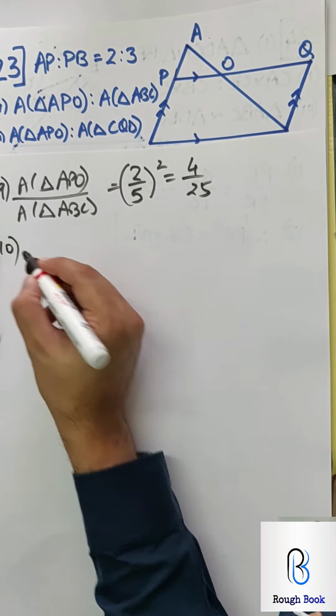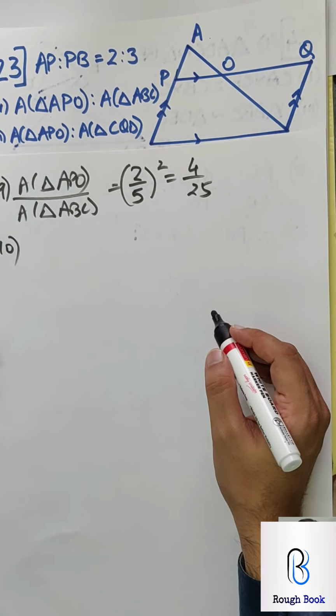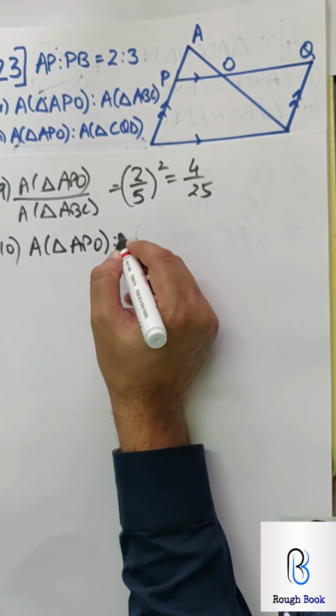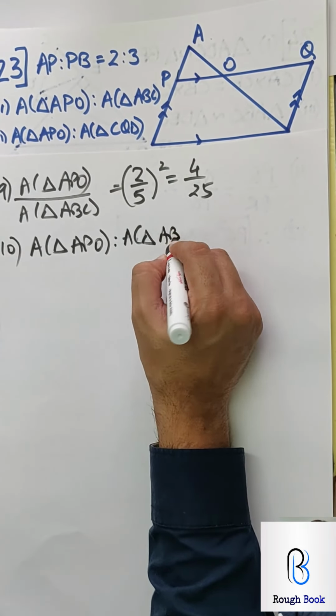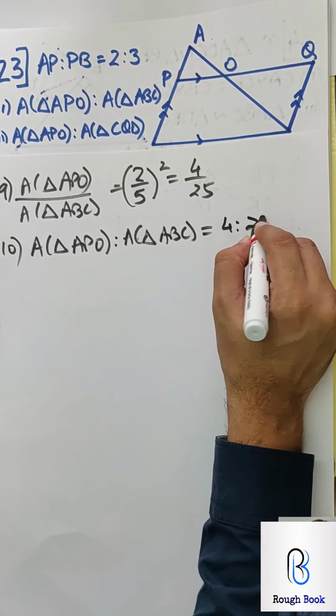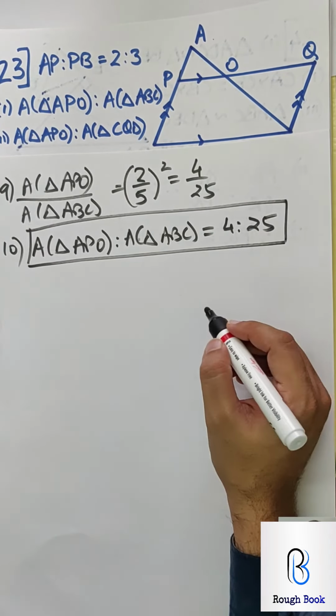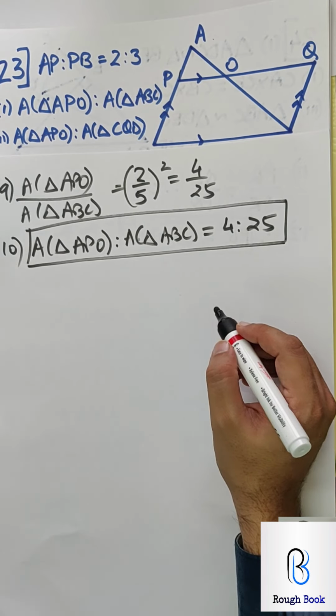Don't forget whole square. So 2 by 5 whole square, 4 by 25. Don't leave your answer here, write it in the ratio form, otherwise they'll cut 1 mark straight away because they've asked you in the ratio form. So APO ratio ABC is 4:25, and we managed to reach here. Yeah, that's the first part.